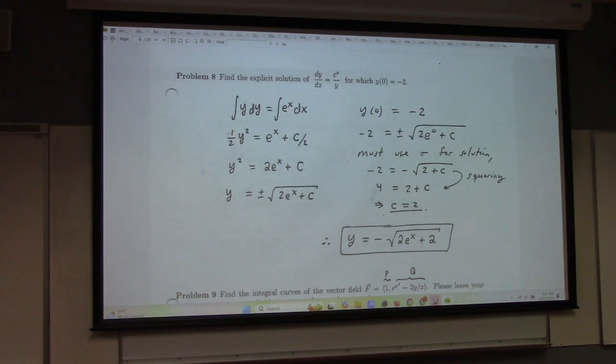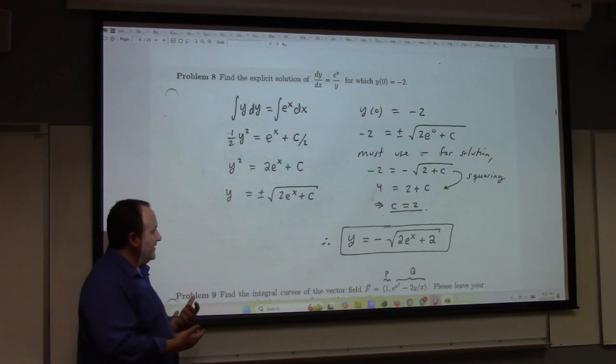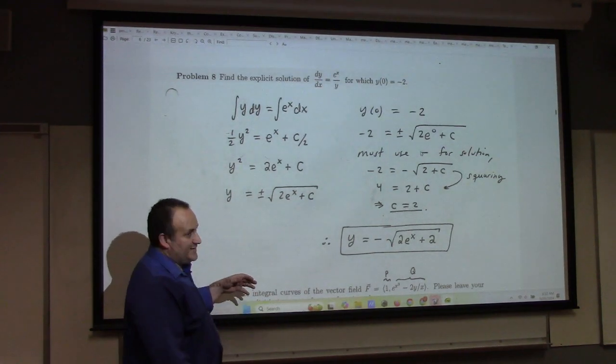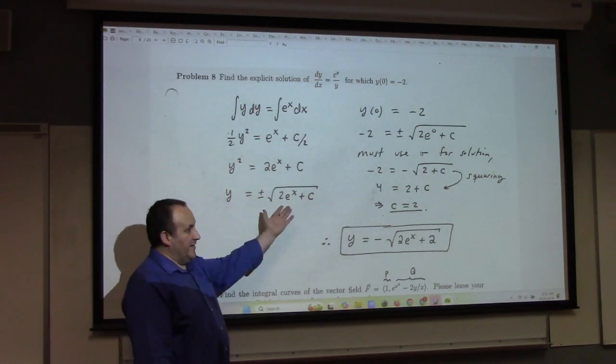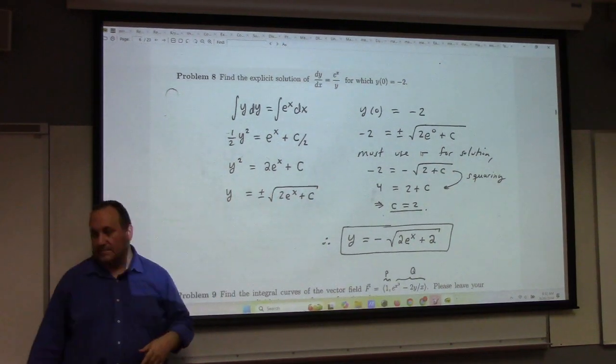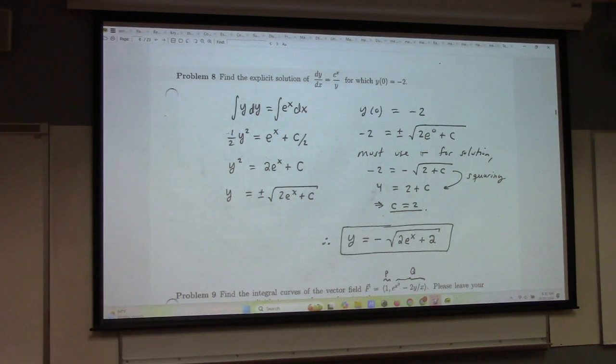Now, if the question was find the general solution, if I said find the general explicit solution, and I didn't give you information about whether you're going through a positive or negative point, this is the general explicit solution. You do have to include the plus and the minus because those are possibilities. But not for our data, if that makes sense. Problem 9.